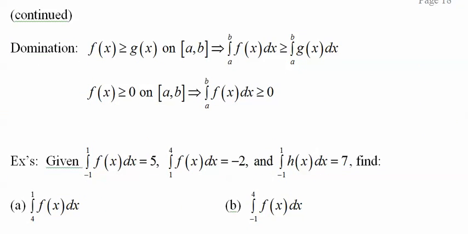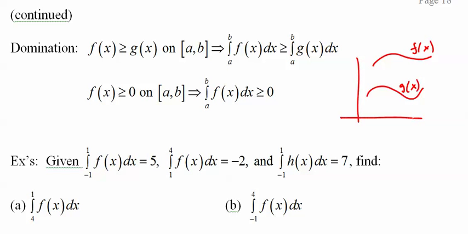Domination. If a function is greater than another function all the way, then its integral is going to be greater, which is obvious. And that's this kind of thing. f of x, g of x. Nothing really shocking there. And if the function is greater than 0, then the integral will be greater than 0.